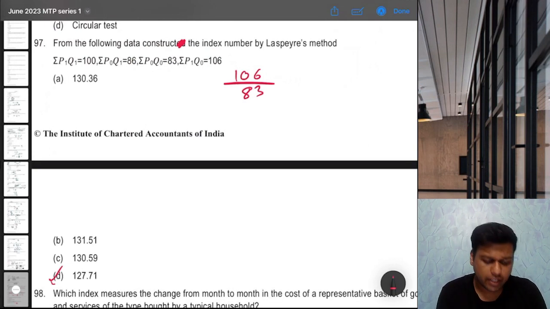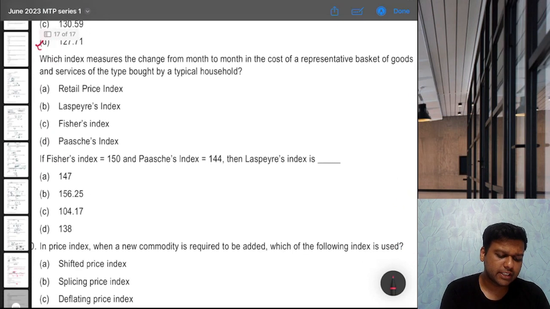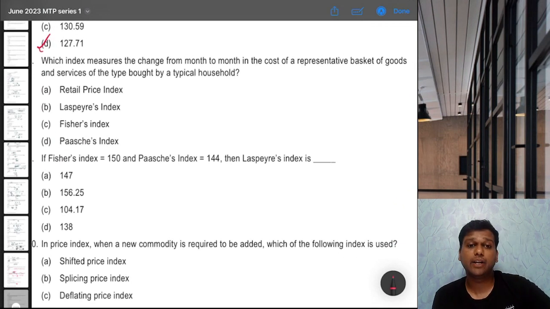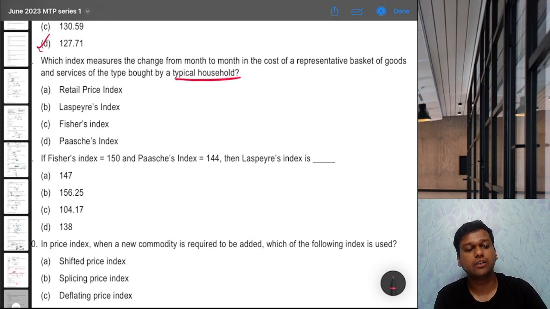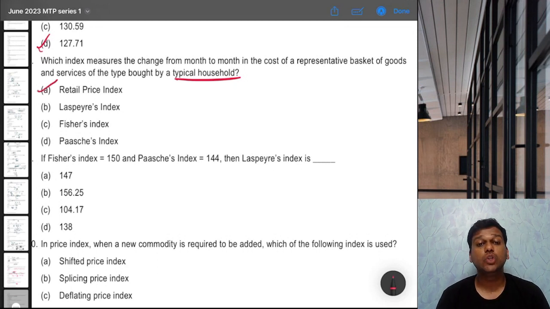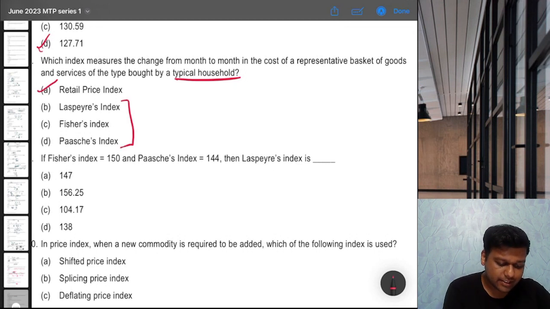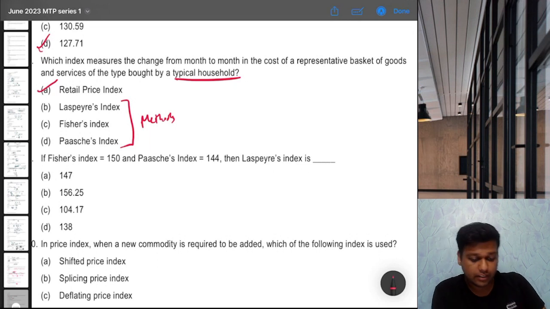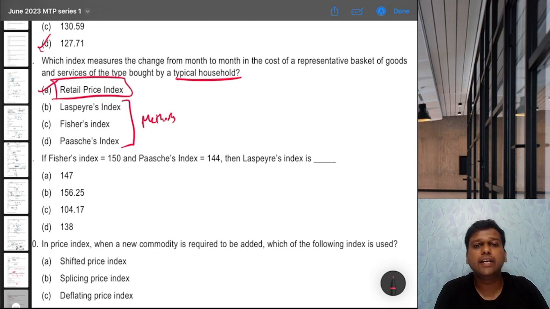Next, question number 98. Which index measures the change from month to month in cost of a representative basket of goods and services of the type bought by a typical household? Typical household, so that is the retail price index which we use, not the wholesale price index WPI. And these are just methods, right? So I don't know why they have framed the question like this. These are just methods. This is a type of index number, retail price index.